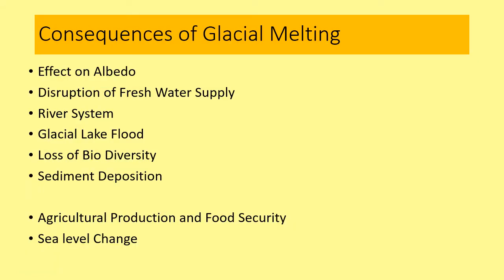Consequences of glacial melting: first is the effect on the EMR ratio, that is albedo, then disruption in freshwater supply, river system disruption, glacial lake flood, loss of biodiversity, sediment deposition. Out of those, agricultural productivity and food security is related to that fact, and it is directly related to the changes of sea level.